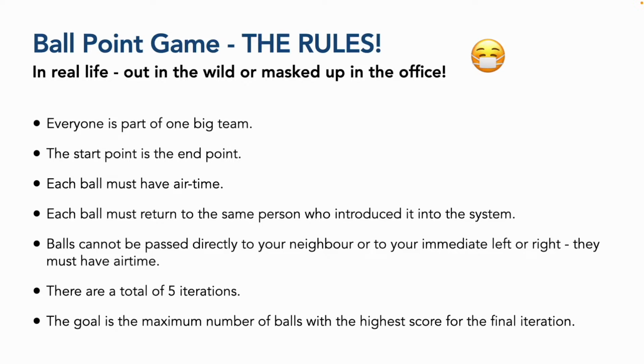Balls cannot be passed directly to your neighbour or to your immediate left or right. So they must have air time. So you actually do have to throw them somehow. There are a total of 5 iterations. So the goal is the maximum number of balls with the highest score for the final iteration. And I would suggest that you take 2 to 3 minutes now to reread these rules and really absorb them before we actually get stuck into the game.